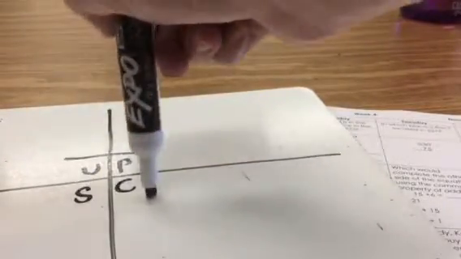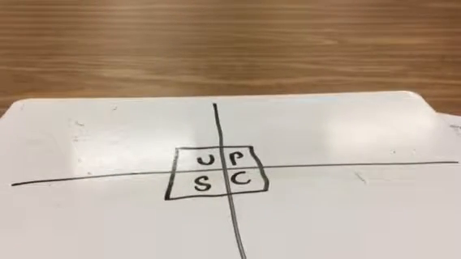So let's set up our UPSC. If you haven't done UPSC with this problem, you need to pause the video and do UPSC. Remember, U stands for understand, P stands for plan, S stands for solve, and C stands for check. So if you have done UPSC, you're ready to move on with the video. So let's see. We're going to go first sentence, second sentence, third sentence, and get what we need to know.